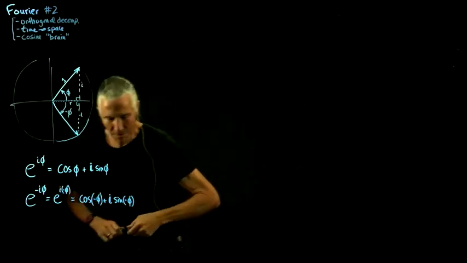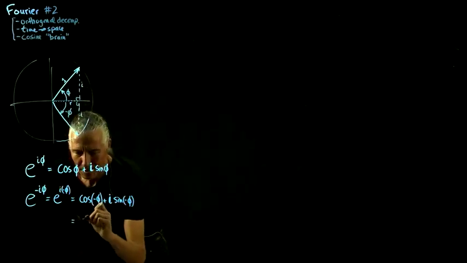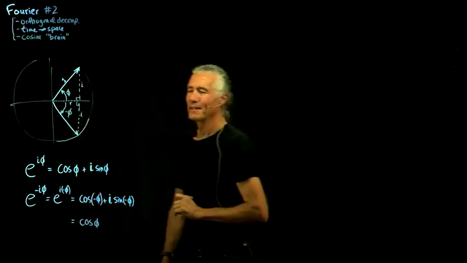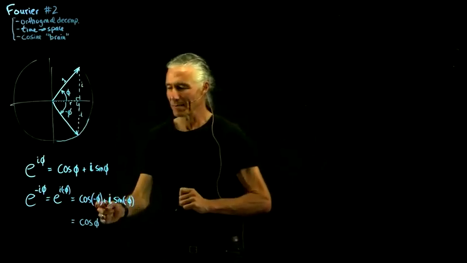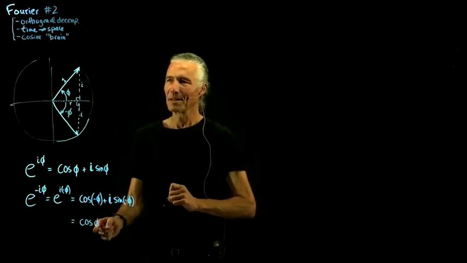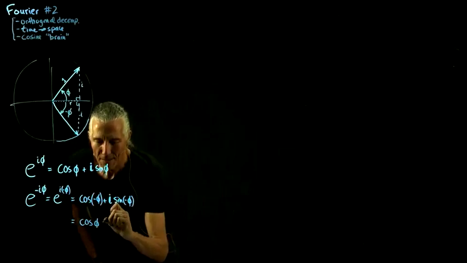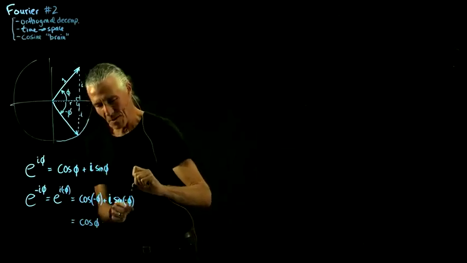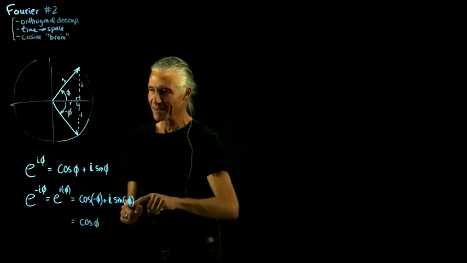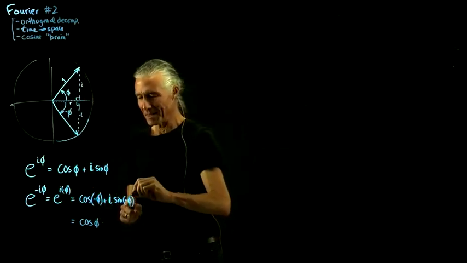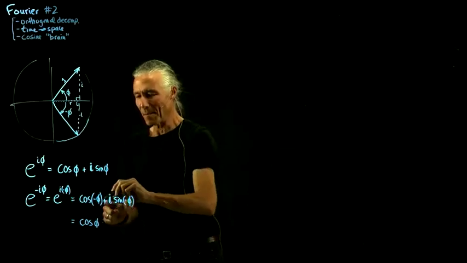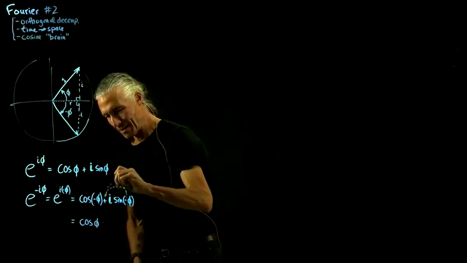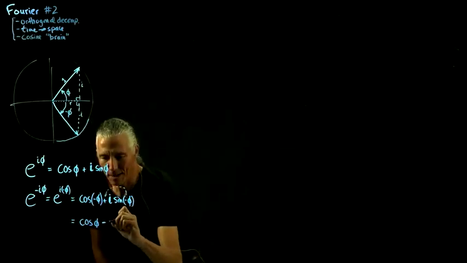So that means that's the same as cosine of phi. Cosine of minus phi is the same as cosine of phi. And then we can take this minus. So the sine of minus phi is the same as minus sine of phi. So we can just take this guy out here. And so you'll often see it written out this way.